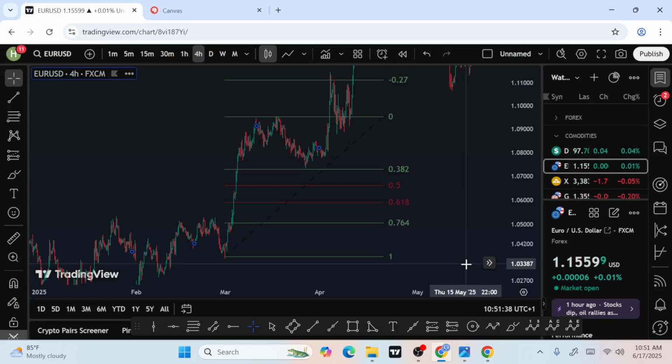Once it bounces and you see some candlestick patterns here, just know that it's time to enter and continue your journey. You understand? So this is where you now enter. And this 0.27 is a potential TP1 to collect your first profit. You understand? But the trend is still going though.